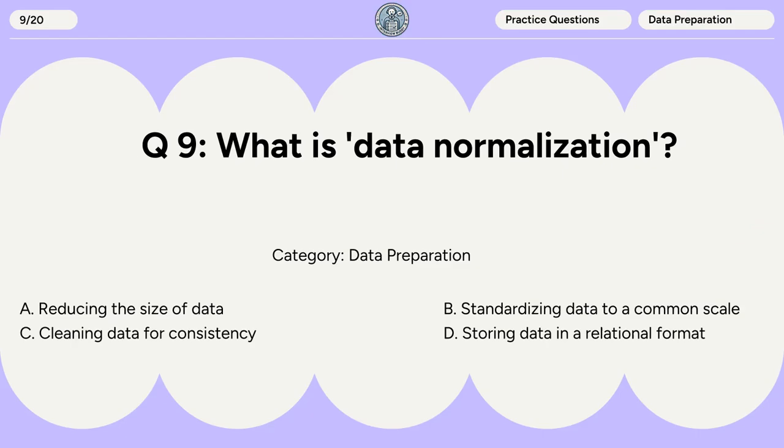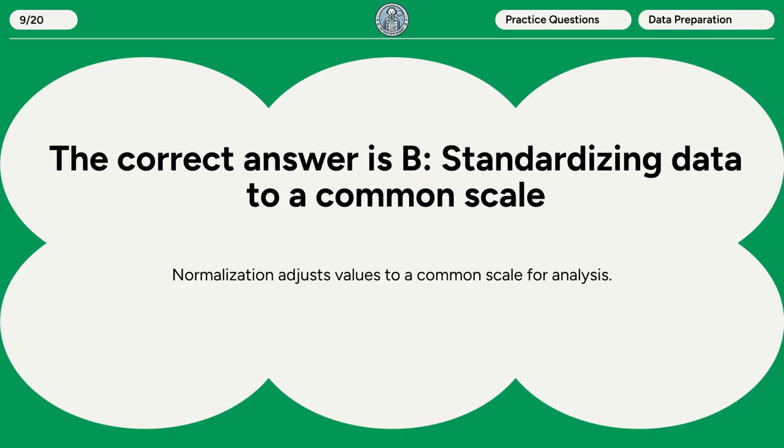Question 9. What is data normalization? A. Reducing the size of data. B. Standardizing data to a common scale. C. Cleaning data for consistency. D. Storing data in a relational format. The correct answer is B. Standardizing data to a common scale. Normalization adjusts values to a common scale for analysis.